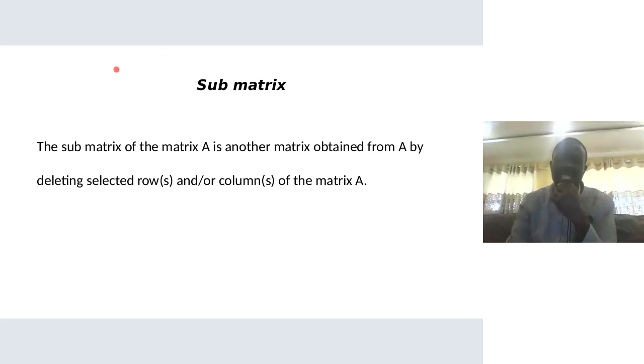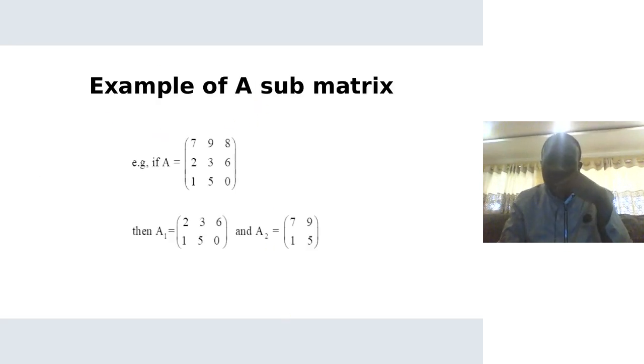Then we have a sub matrix. Now the sub matrix is a matrix that we can obtain from the other matrix by either deleting the columns or deleting the rows. So you can decide to delete just one column, or you can decide to delete one column and one row. You can also decide to delete one row. So that will give you a submatrix. So we get it from the principal matrix. So we can also show an example of that. Again, in our discussion forum, we'll be looking at that.